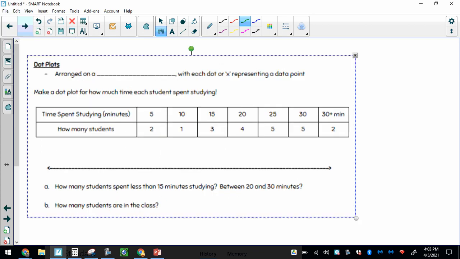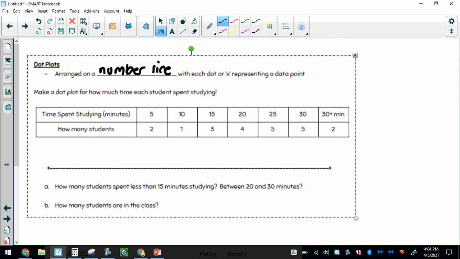All right, so let's talk about the next kind. The next kind is dot plots. Now these guys are arranged on a number line. And you usually put dots, or sometimes if the dots are hard to see when you're drawing it with your pen or a pencil, we can put X's there.